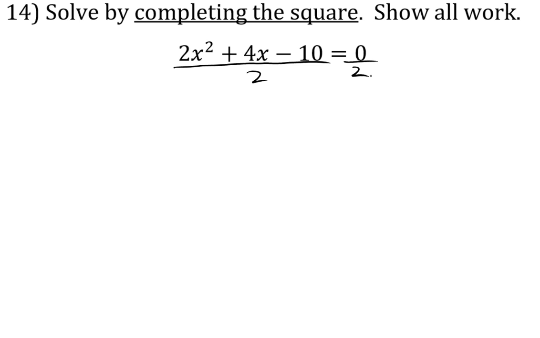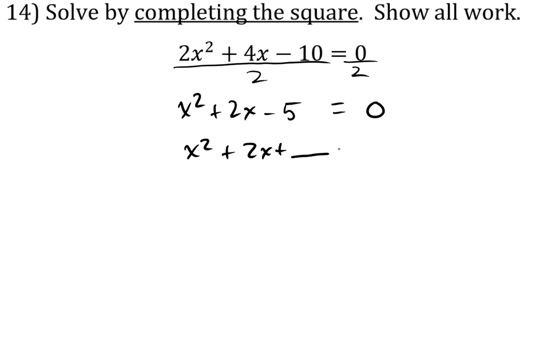When I take out that common factor of 2 in my numerator and then divide by that 2, the left-hand side is going to become x squared plus 2x minus 5. And on the other side, 0 divided by 2 is still 0. So now I'm going to solve this using the method called completing the square. So I've got x squared plus 2x plus something to make a perfect square trinomial.